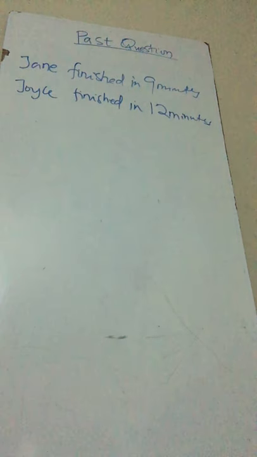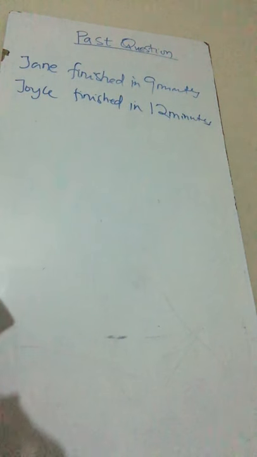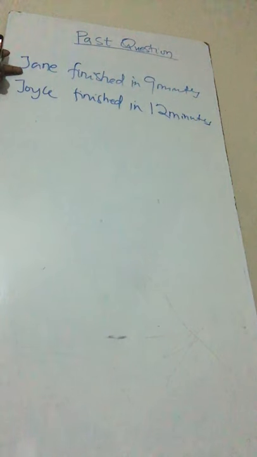So they've all been given one work. As in, if they are typing a book, they are all typing the same book, the same number of words. But Jane finished in 9 minutes, Joyce finished in 12 minutes. It means Jane was faster than Joyce.